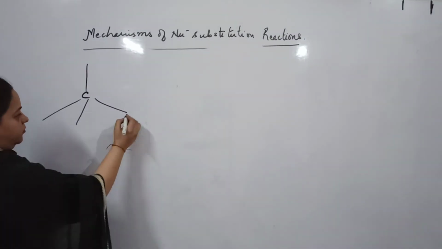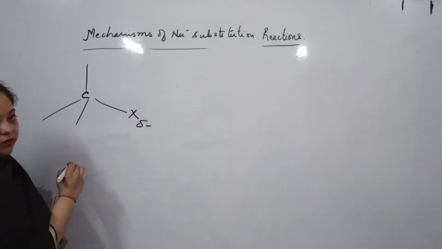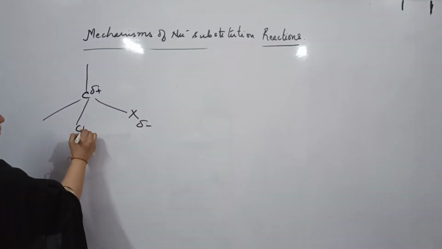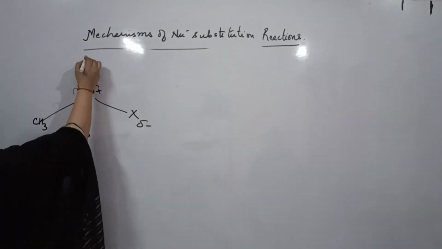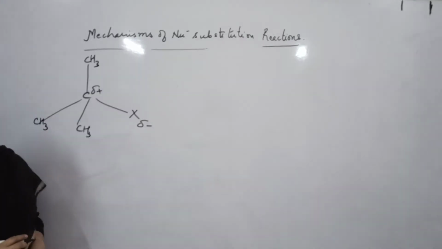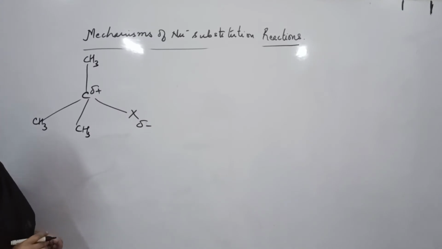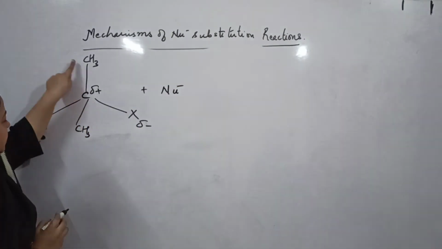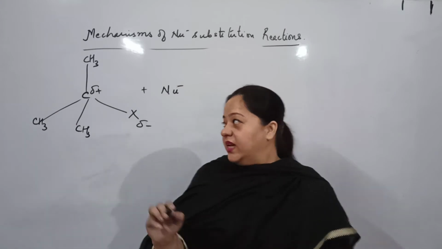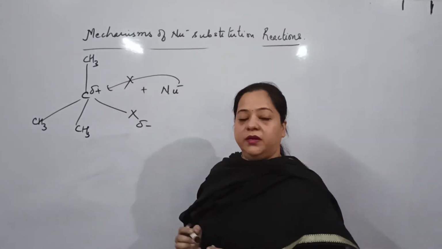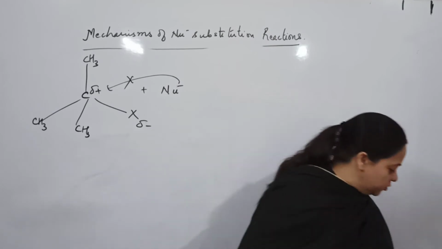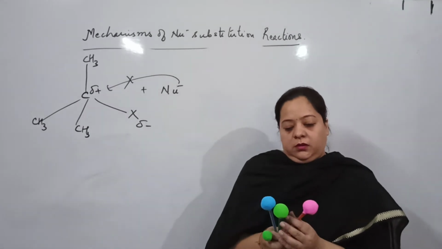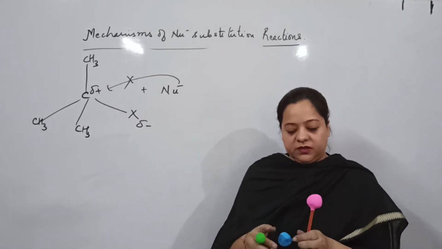Alpha carbon. One bond is with halogen, with partial negative charge on halogen and partial positive on carbon. And 3 R groups are there, CH3, CH3, CH3. That is, it is a tertiary halide, this is tertiary butyl halide, which is attacked by the nucleophile. Now, as these 3 groups are bulky, simultaneous bond formation and bond breaking is not feasible. There is overcrowding, as here we can see the 3 bulky R groups around the central atom.